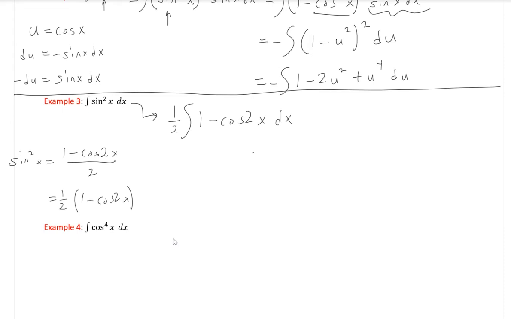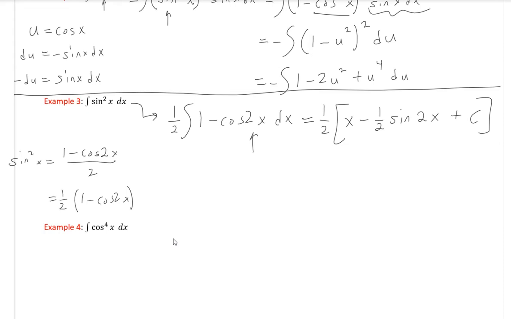Relatively easy. This 2x, if you're not comfortable with doing that, you can use a du. However, you should get 1/2 times 1 will turn into just x, minus cosine x will turn into minus 1/2 sine of 2x plus c.